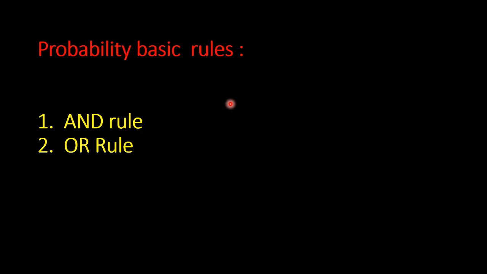So let's start first with the AND rule. We will see an example just now. We flip a coin and we spin a spinner labeled A, B, C. Let's have a look at these two. Let's think about when I have a coin and the spinner.